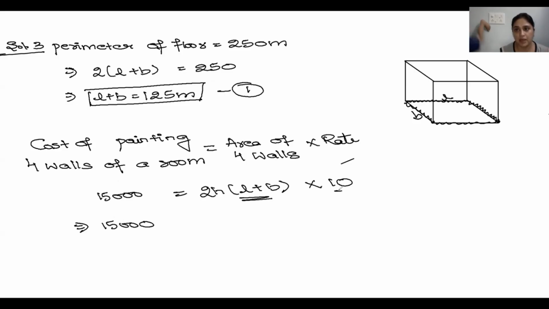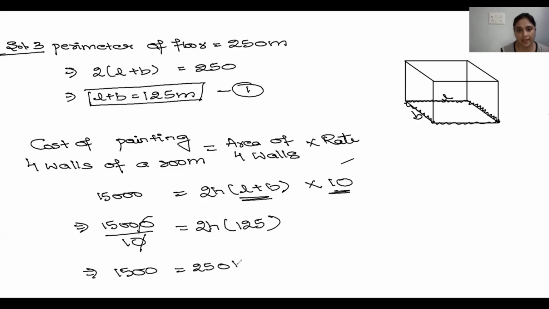Since 10 is multiplying here, it will get divided on this side. So this will be 2H times (L plus B), which is 125. Okay, so the 0 of this 10 will be cancelled out. So this is 1500. 2 into 125 is 250H. Okay, we have multiplied these two numbers.